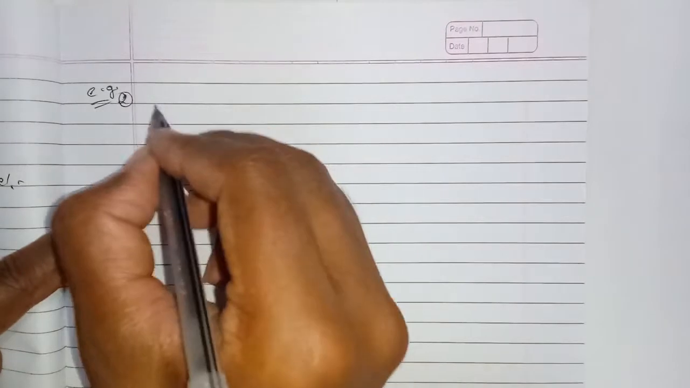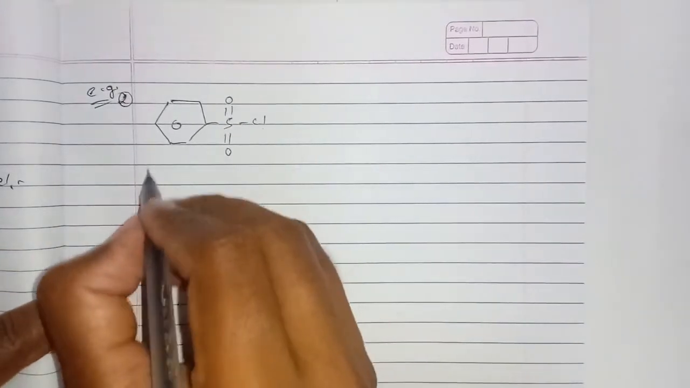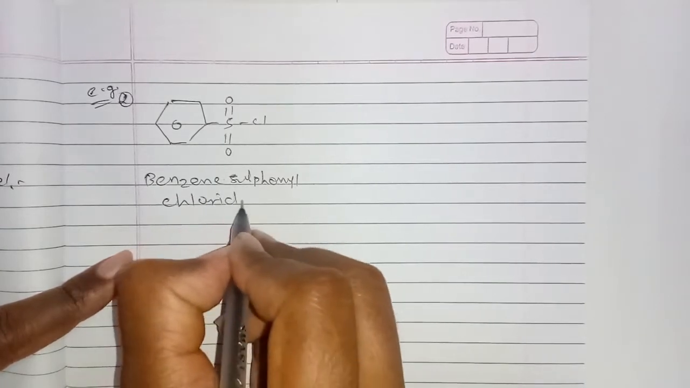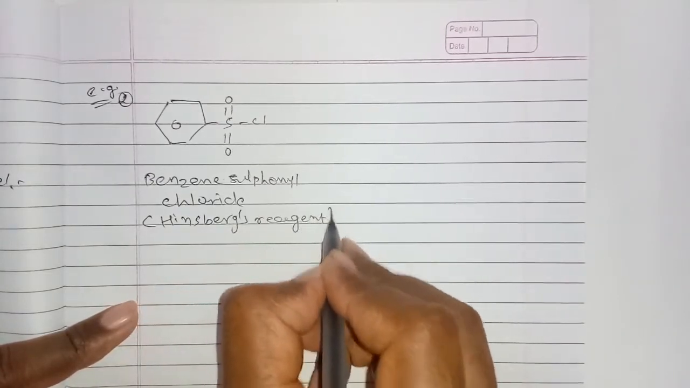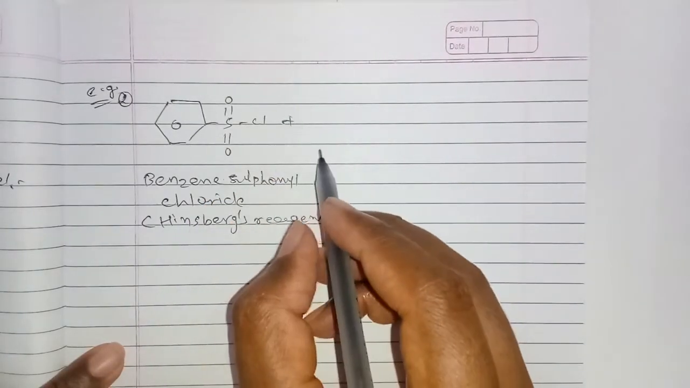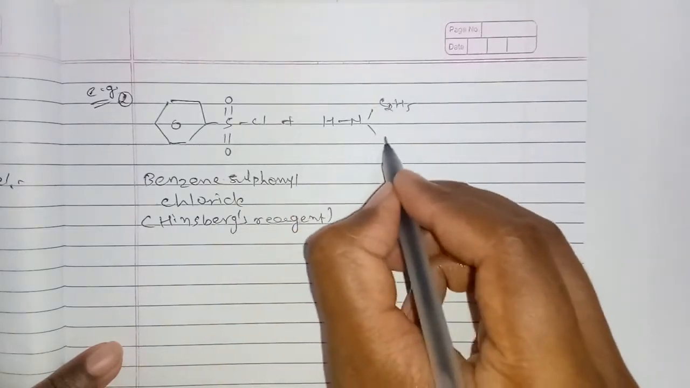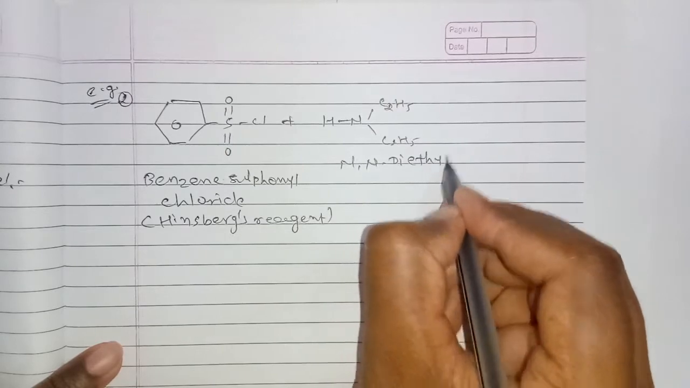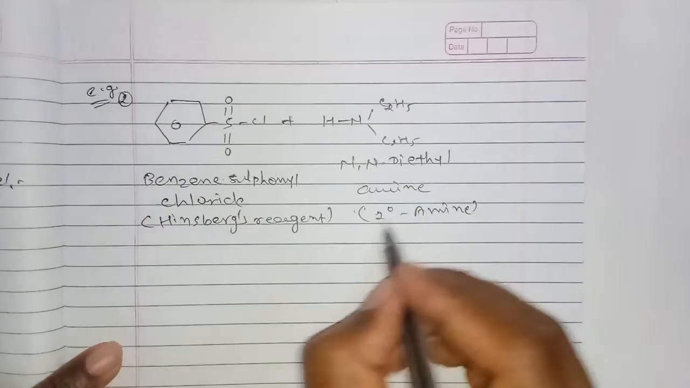Now, the second example. Benzene sulfonyl chloride, also known as Hinsberg's reagent, reacts with secondary amine. It is named N,N-diethyl amine, that is, diethylamine. This is a secondary amine.